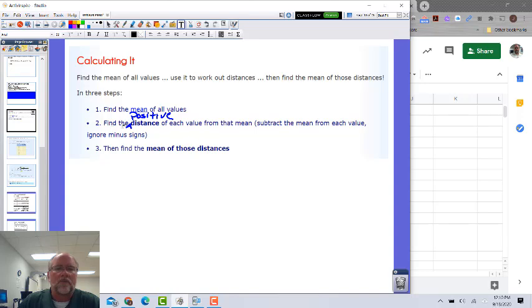Okay? Then you're going to find the positive distance each value is from the mean. So in other words, you're going to subtract the mean from the data point and take the absolute value of that number. And then the last thing you do is find the mean of those distances or those values. So you add up all of your differences, and then divide by how many differences you have, and that becomes your mean absolute deviation.